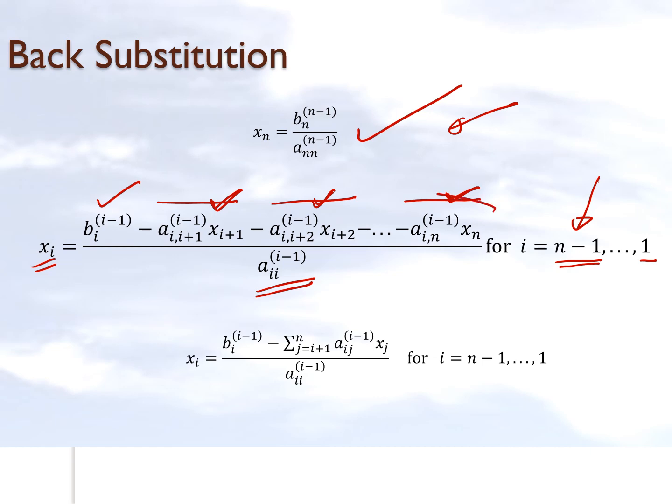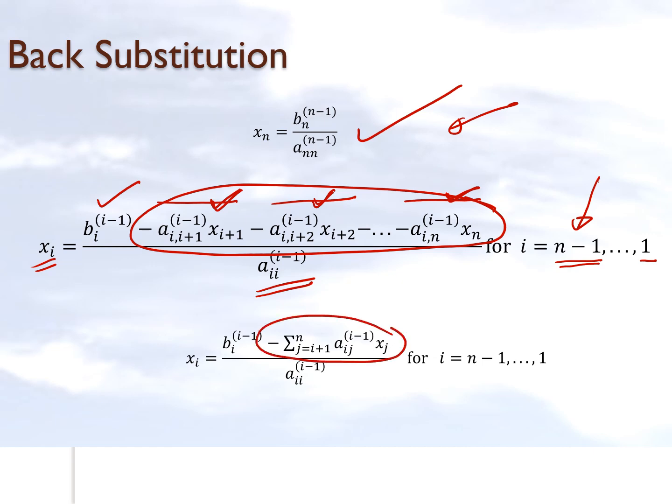You can always bundle these terms together, and when you bundle them, this is what you get as a summation right here. If you look at the summation, it goes from i plus 1 to n, because those are the x quantities which you already found. You found xn, xn minus 1, all the way to xi plus 1. And that is the formula for each xi.